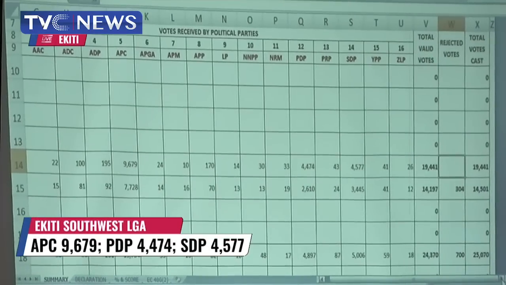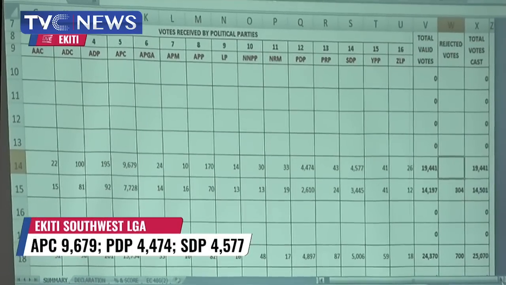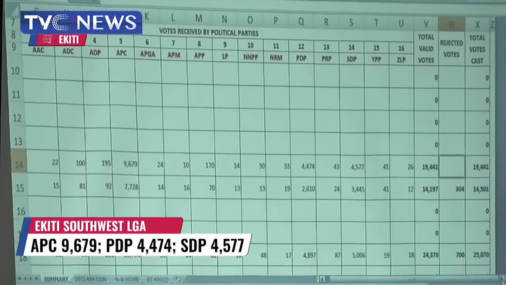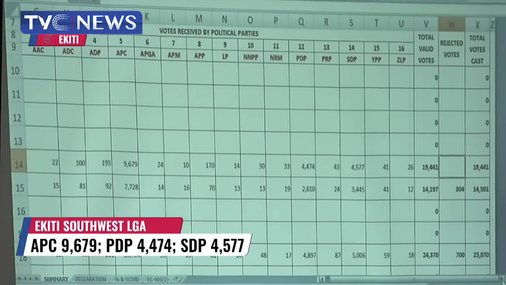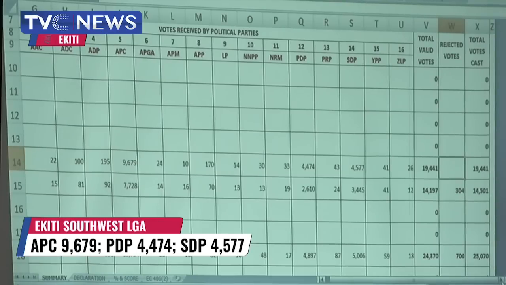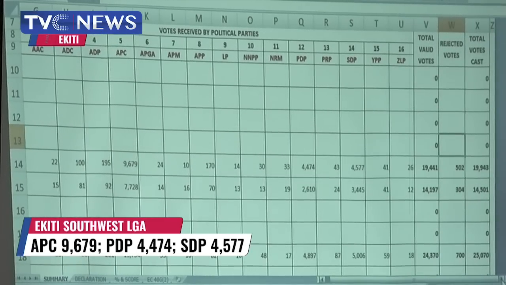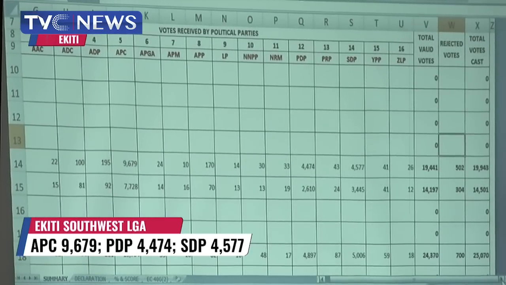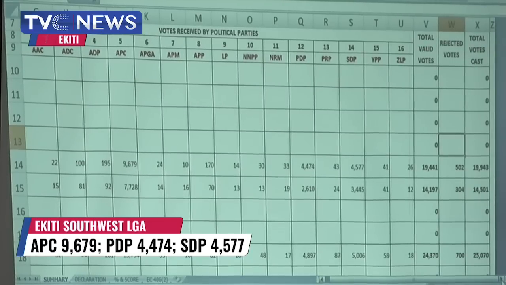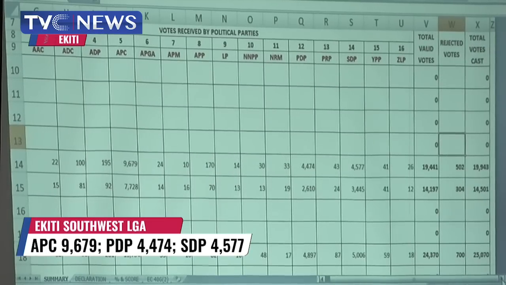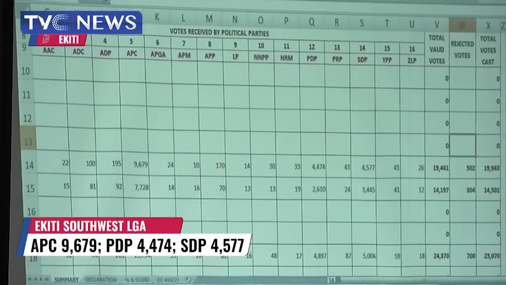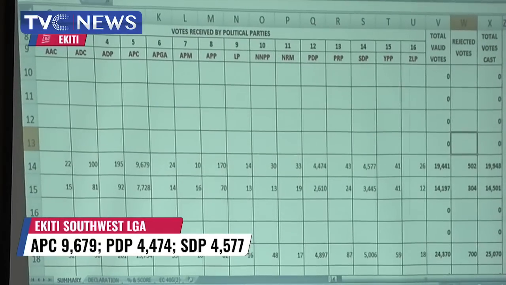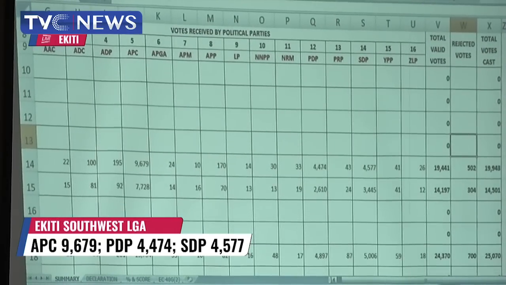Total valid votes, 19441. Rejected votes, 502. Total votes cast, 19943 votes.